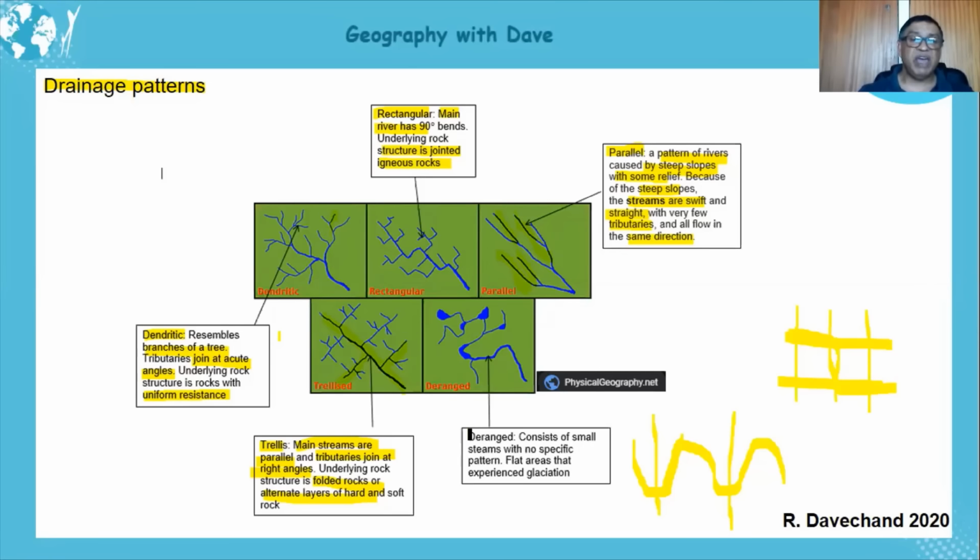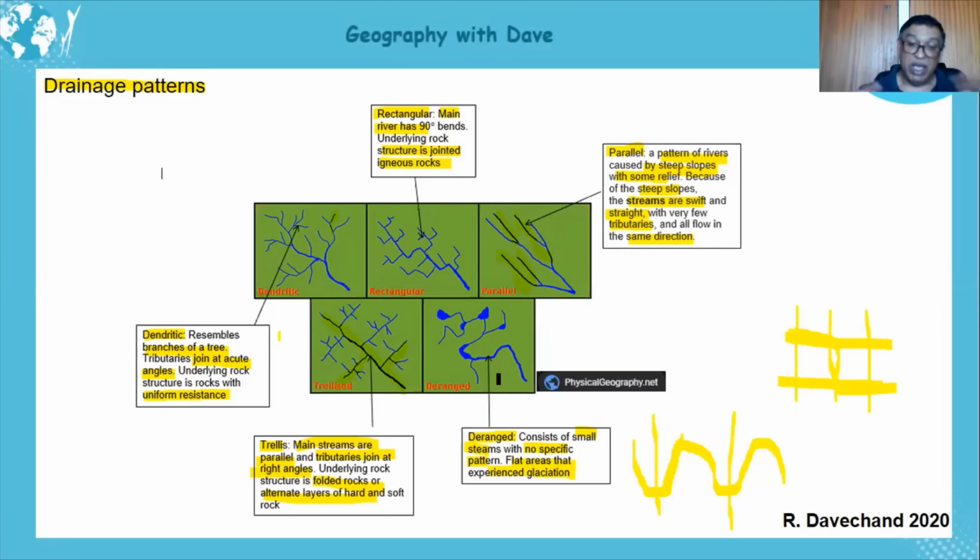And lastly, we have deranged. It consists of small streams with no specific pattern. Can you see? There's no real pattern here. It's going through in different ways, etc. And they are considered to be in flat areas that maybe experienced glaciation. So the glaciers move, etc. You understand? They melt, and then of course you get this deranged pattern.